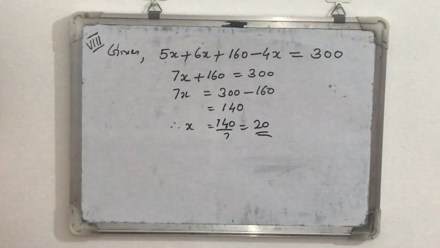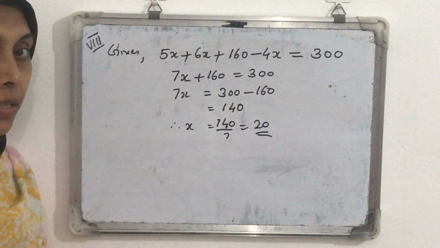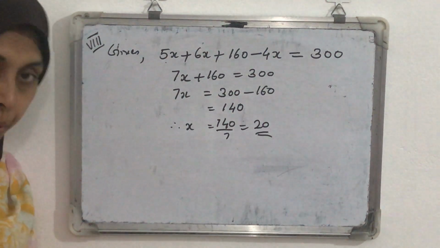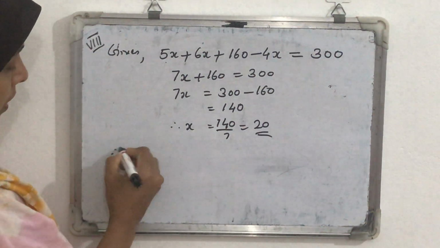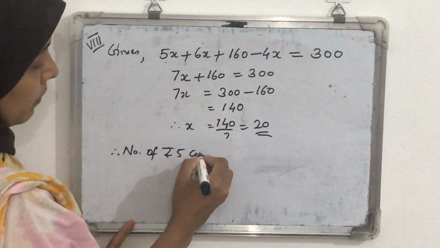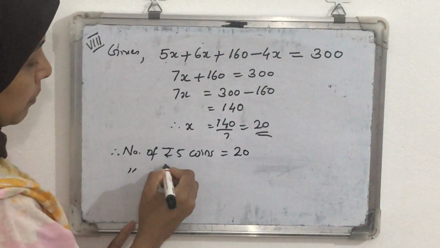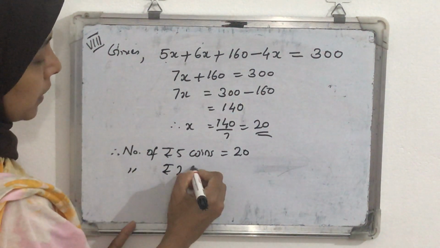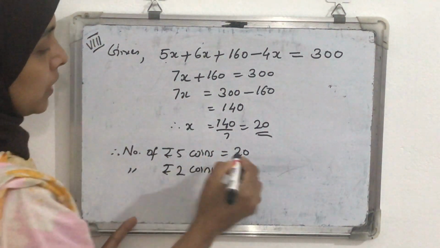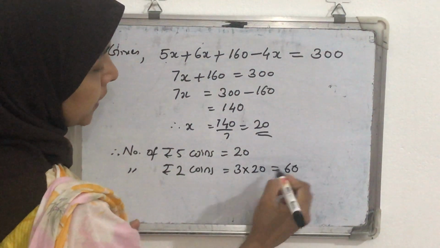Now we have found the value of x. What did we take as the variable x? It is the number of 5 rupee coins. We take it as x. Therefore, the number of 5 rupee coins equals 20. Just like the number of 2 rupee coins, what we took as a substitute is 3x. So 3 into 20 will be 60.